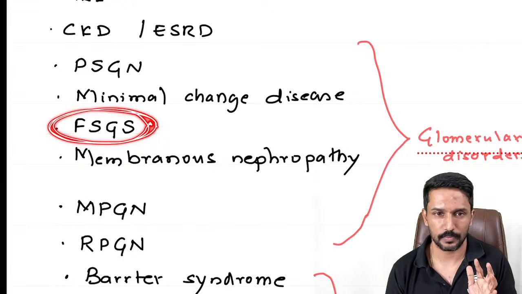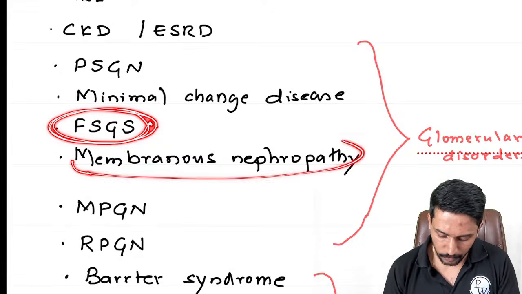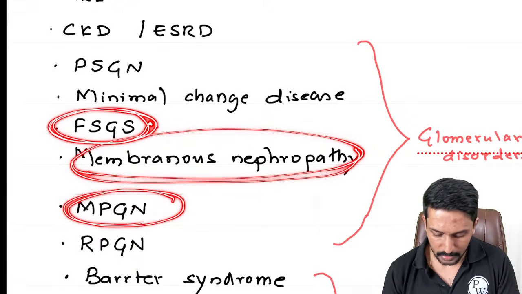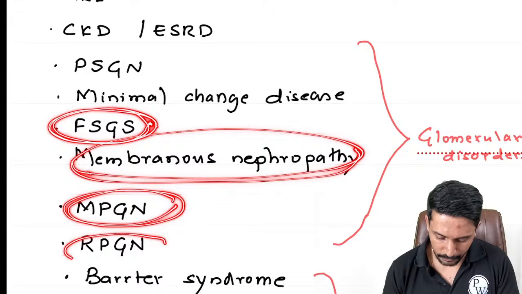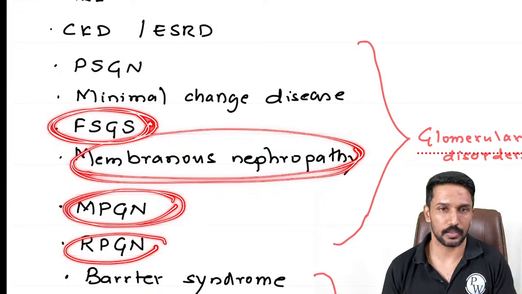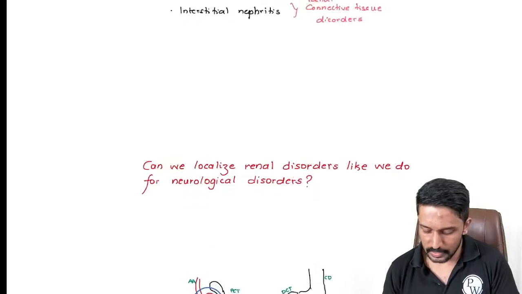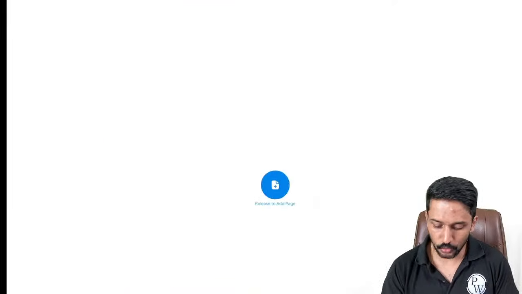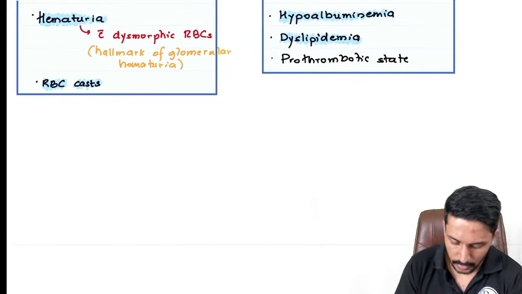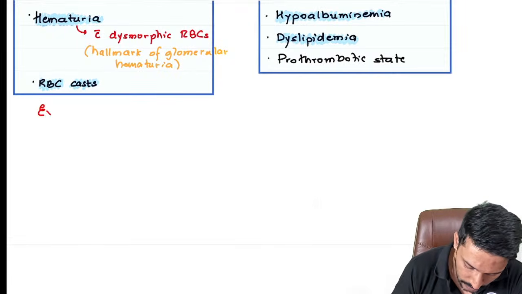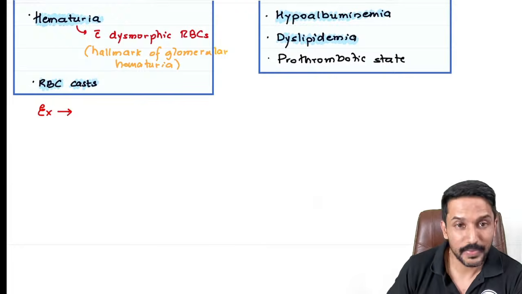Unlikely, right? Membranous nephropathy also presents with nephrotic syndrome. MPGN can present with nephrotic syndrome. RPGN presents with nephritic syndrome. PSGN presents with nephritic syndrome. So by knowing this pattern of presentation, we will be able to rule in or rule out diseases. So what are the diseases that present with nephritic syndrome? Let us list the important diseases that present with nephritic syndrome.